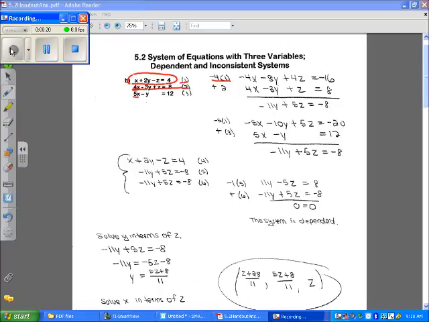So negative 4 times all these terms are written right here. And then I rewrote equation 2. If I add those together, I get negative 11y plus 5z equals negative 8. So that's my new second equation there.